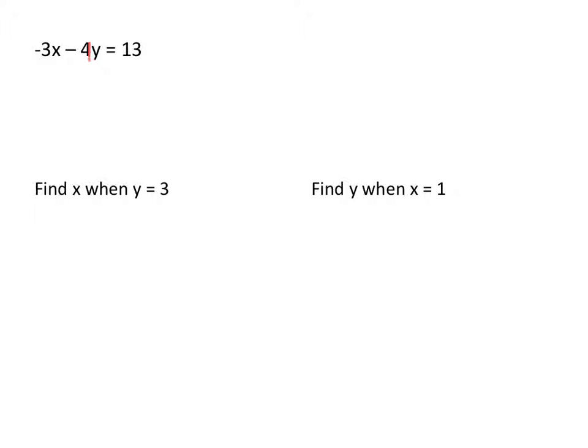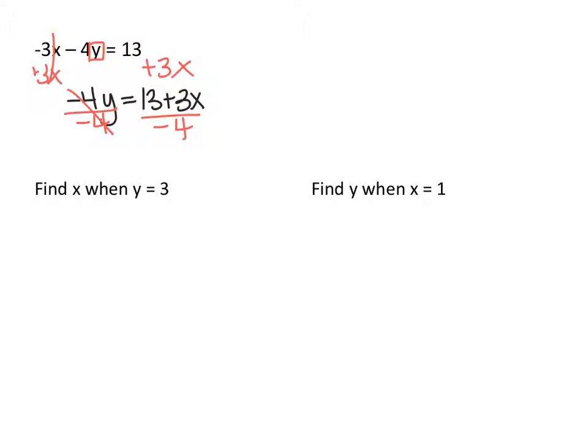Well, here's the y. We want it by itself. So we're thinking of solving steps. We'll start at adding or subtracting because we're doing PEMDAS backwards. So let's add the x's. Add 3x to the other side. So the 3x's cancel each other out. Be careful that you don't lose your negative there. Negative 4y equals 13 plus 3x. They're not like terms, so we don't add them together. And then we have to divide by negative 4 to get y by itself.